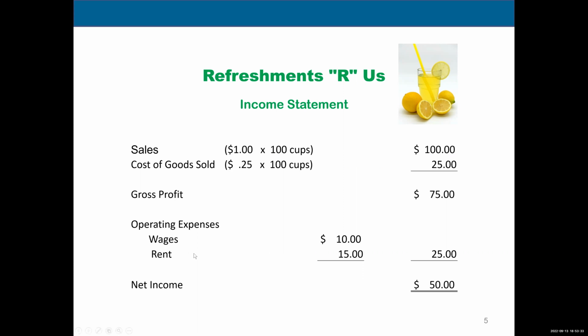So you pay the neighborhood bully $15 for rent. So there's rent expense of $15. If we add up our operating expenses, it's $25. Well, how much net income did we make? Gross profit of $75 minus our operating expenses of $25. That's $50 net income. That's how easy it really is.